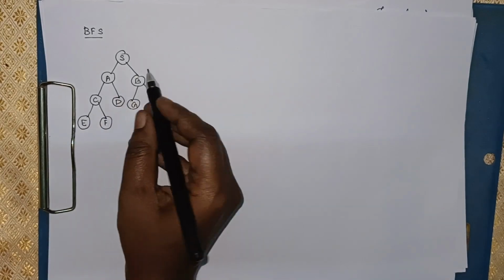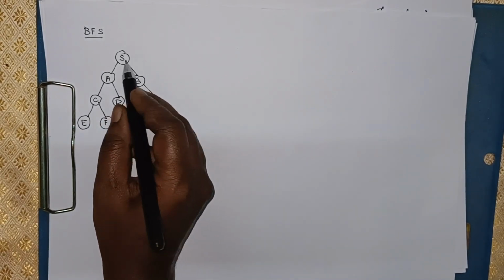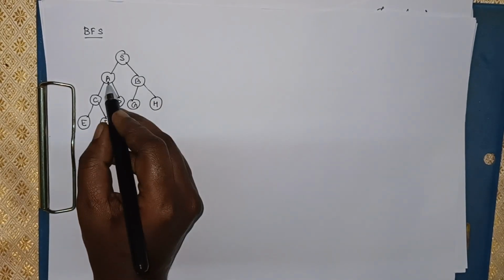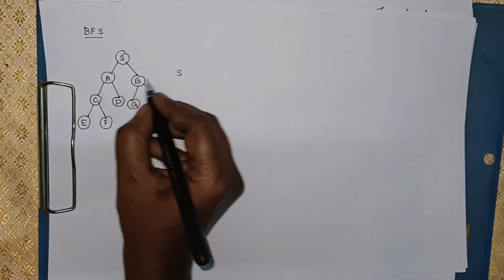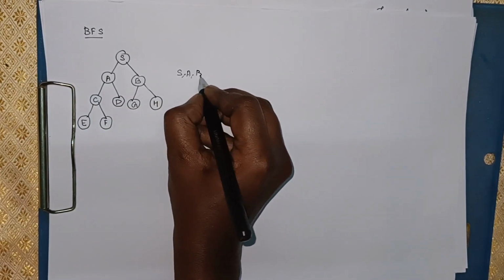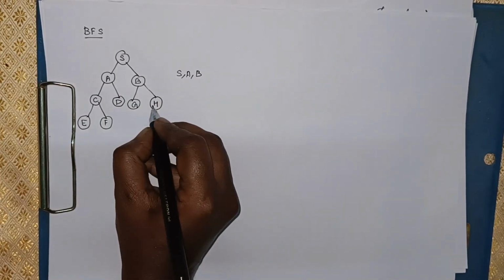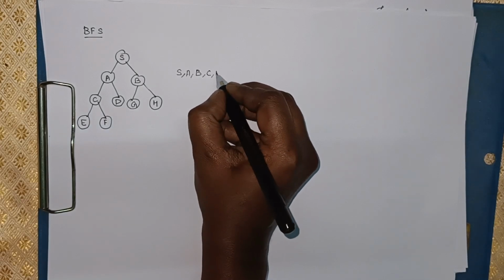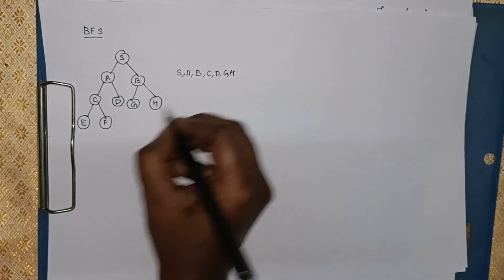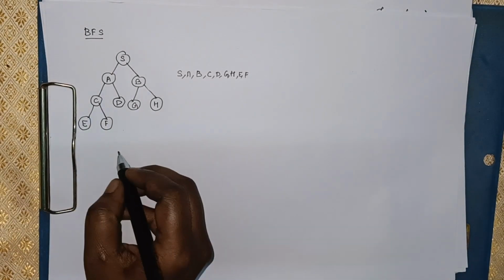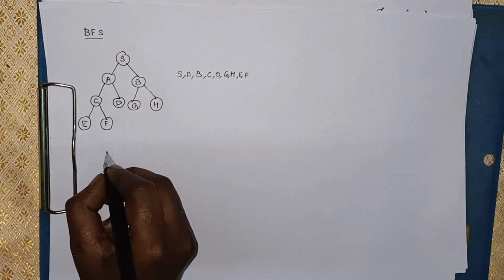Breadth first search means the traversal will go in the order of levels. First S, then A, B, then C, D, G, H. That's the next level. C, D, G, H. So we'll implement the same using a queue.